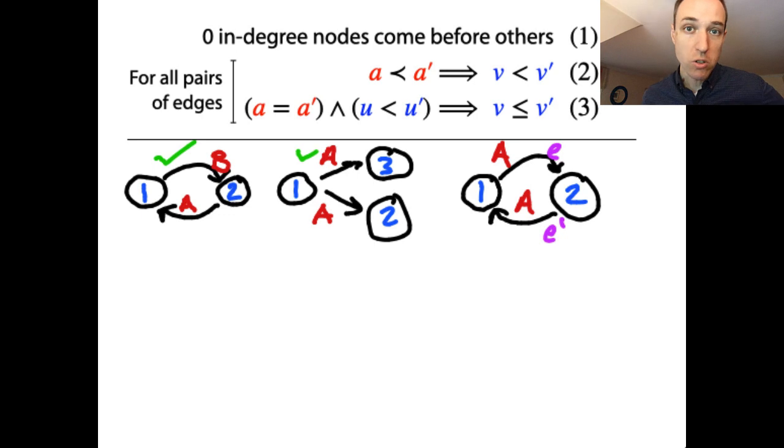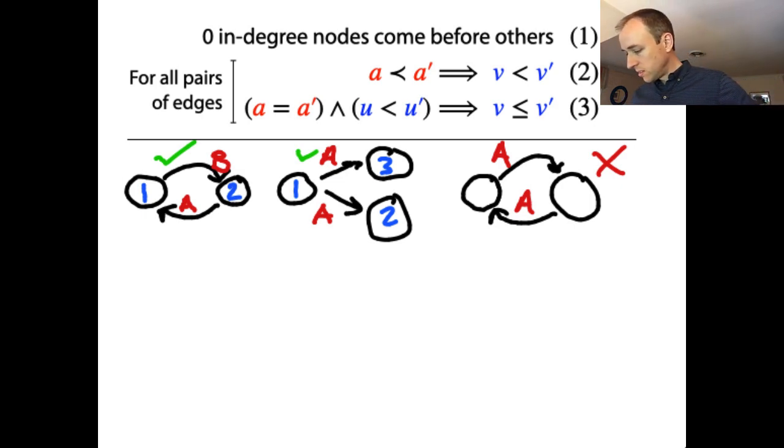So there's only 2 orders to try. We just tried them both, and in neither case could we get rule 3 to be satisfied. So this is not a Wheeler graph. Let me take the 1 and the 2 away just so there's no confusion. There's actually no way to order the nodes so that the properties hold. So it's not a Wheeler graph.